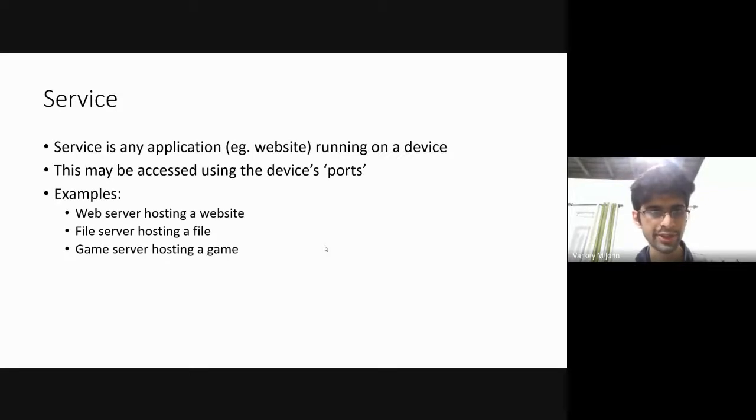So this is basically the IP address. And then we have something called a service. The service is an application. For example, you have a website or you have a game server and you host your game on a laptop or a server, and that's running on a device. These applications that you're running may be accessed using the device's ports. There is something called ports in the laptops or devices, and that port is connected to that particular server, particular application, particular service.